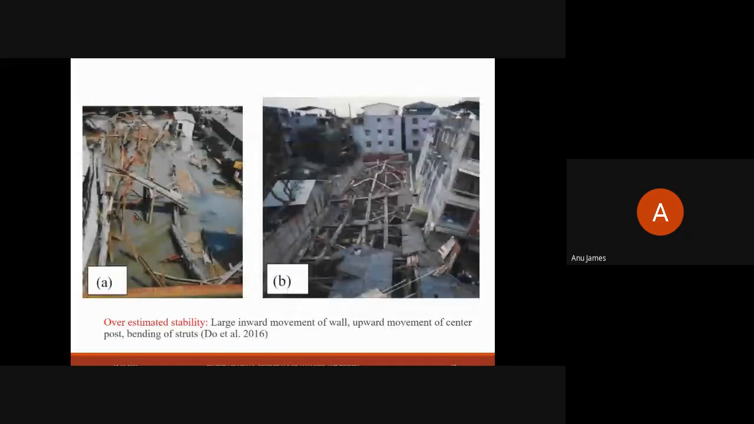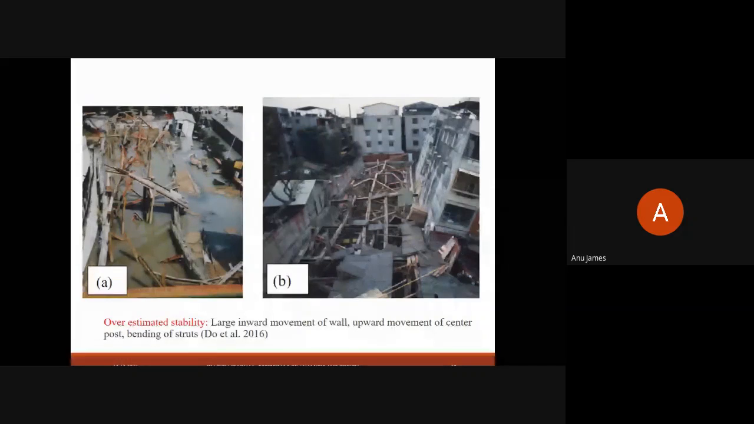These are some of the failure cases of diaphragm wall systems from literature. In these two cases, according to the literature shown, the designers overestimated the strength of the wall. And due to unexpected geotechnical conditions, it resulted in the failure of the structural supporting components, which resulted in the ultimate failure of the system.